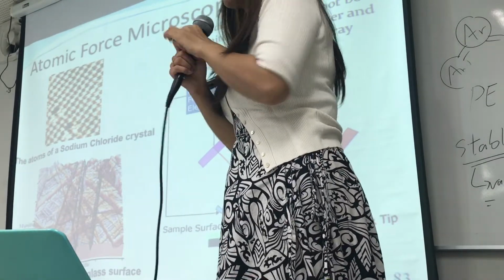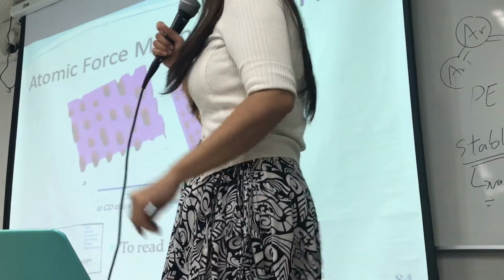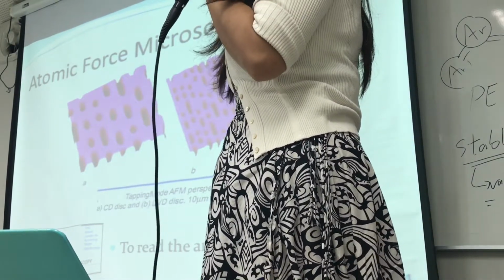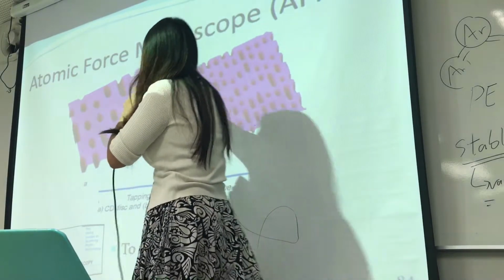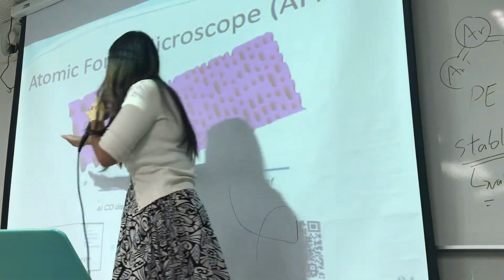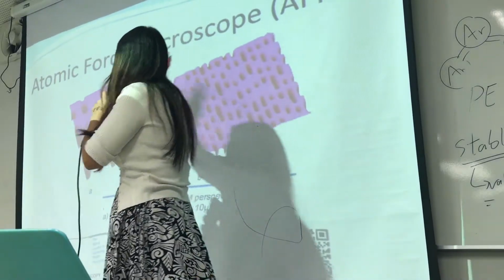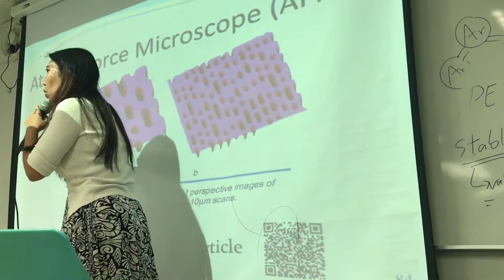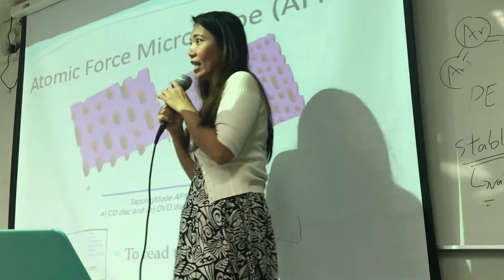Right? So in this case, what are they? CDs and DVDs. When you burn a CD, it looks like that. That would be some kind of proof. When you go across it with the scanning probe microscope, like the AFM, this is what you will see.